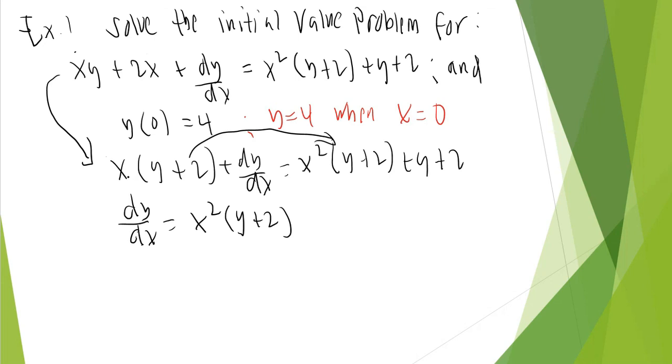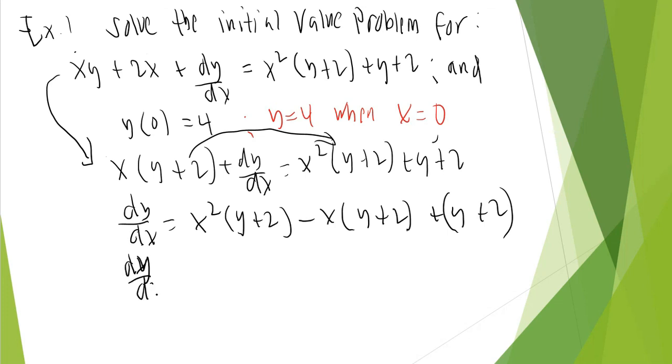So let's arrange it. This x(y + 2), we put here, so it becomes negative, right? And then the last term is plus y + 2. Furthermore, we can rewrite the right side. The common factor is y + 2, do you see that? y + 2 times x², then minus x, and plus 1.